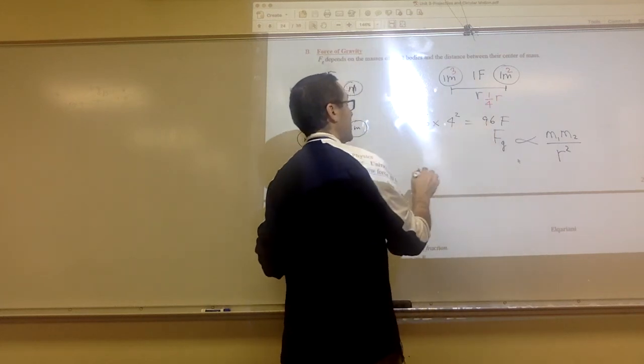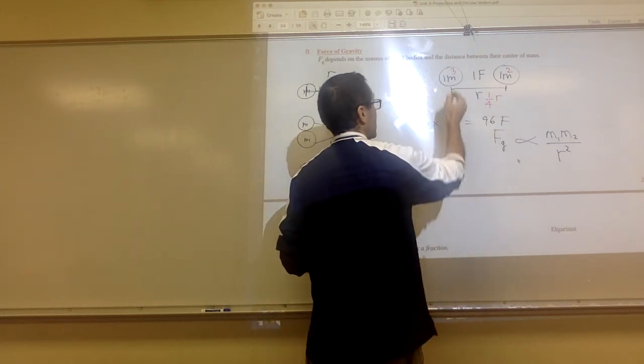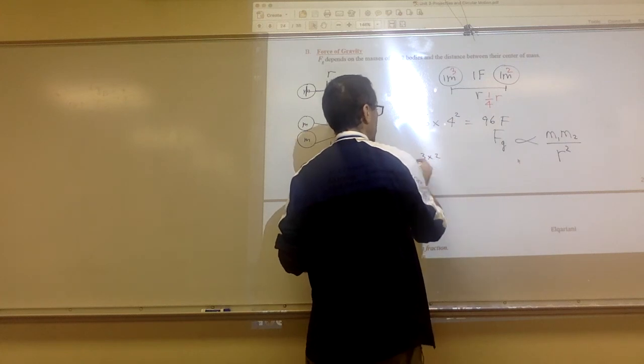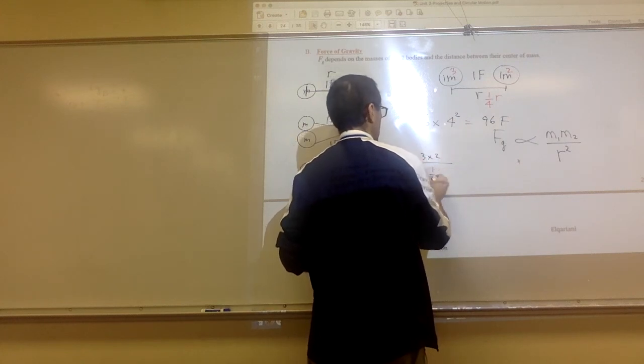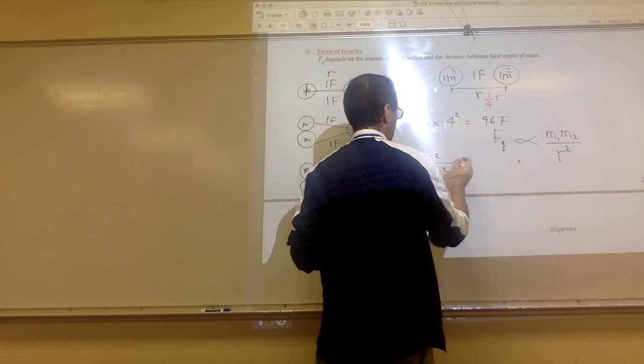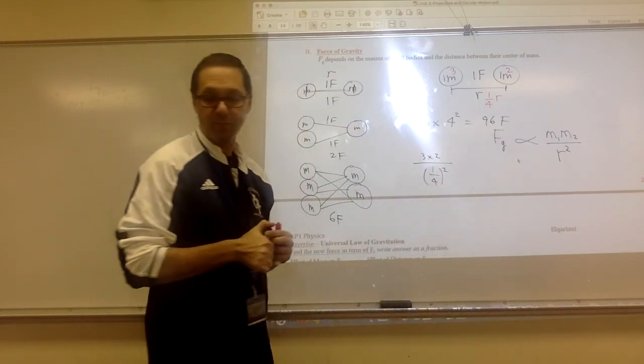Now, if you don't like to do it that way, you can just do this. Take those coefficients, 3 times 2 divided by 1/4 squared, and you will get exactly the same thing.